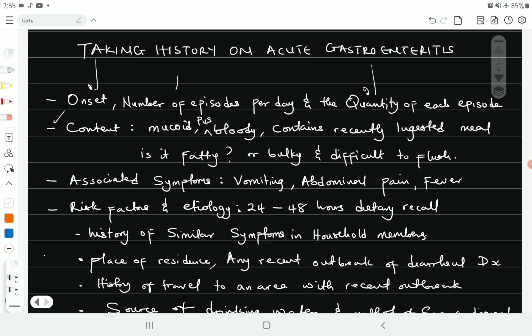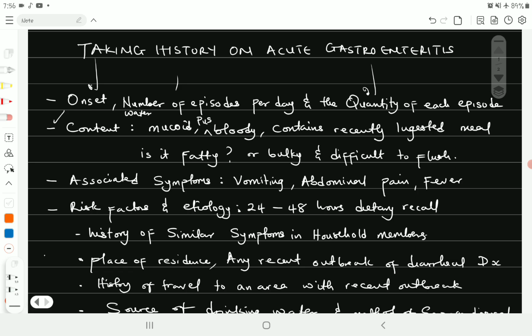Now, when you are seeing recently ingested meals, you should be suspecting malabsorption. Are you getting me? Then, another thing which I should have added here is, is it frank water? Now, in cholera, it is more of frank water, watery, massive, which is described as rice water stool. So you need to talk about the content.